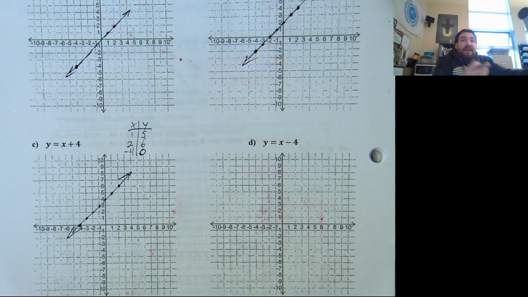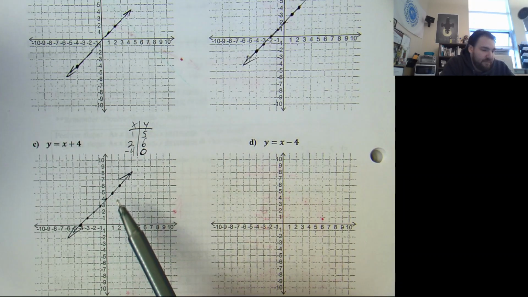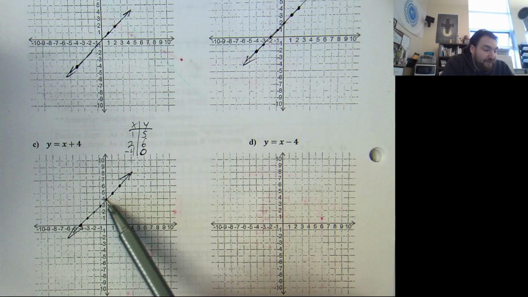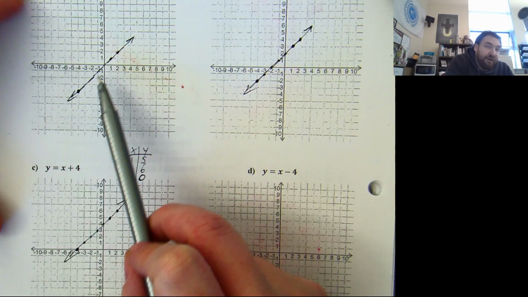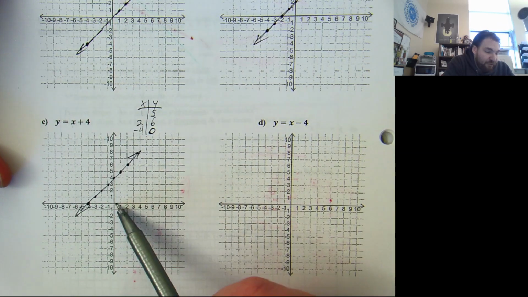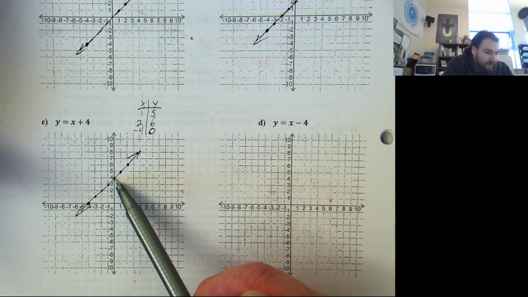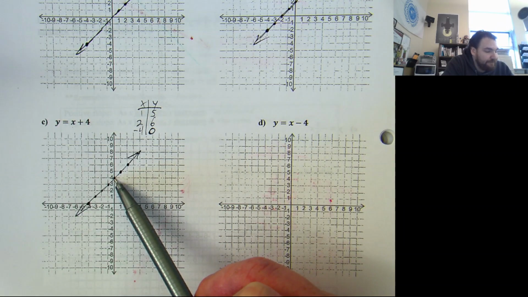And as Lucas predicted, adding 4 moved the line up 4. Instead of going through 0, 0, now we're going through the point 0, 4. Where it crosses the y-axis has gone up.